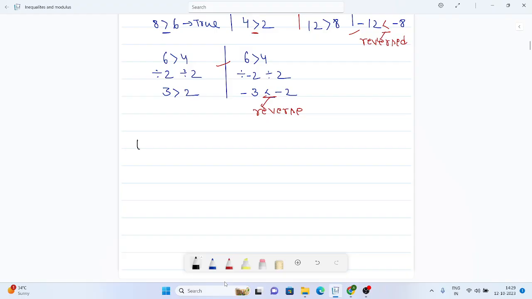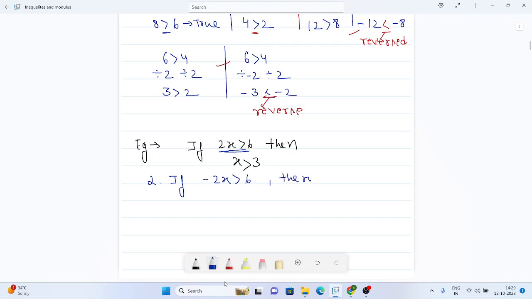Okay, now let's do one example. If 2x is greater than 6 is given, then x is greater than 3, that we know. This is the solution of this question. Now the second one is the second example.